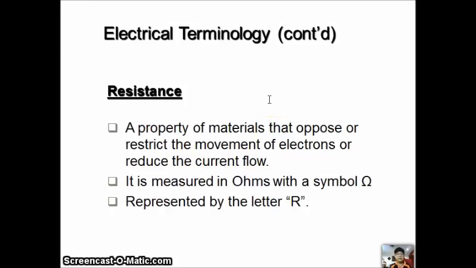Next, we look at resistance. What is resistance? You can define it as the property of a material that opposes the flow of electrons. Some materials provide more resistance to the flow of electrons, and other materials provide less resistance. The unit of measure is the ohm, symbolized by omega, and the letter to represent it is R.